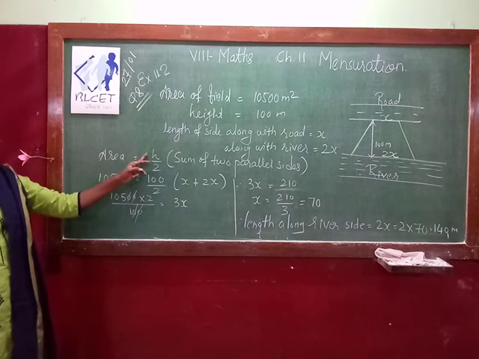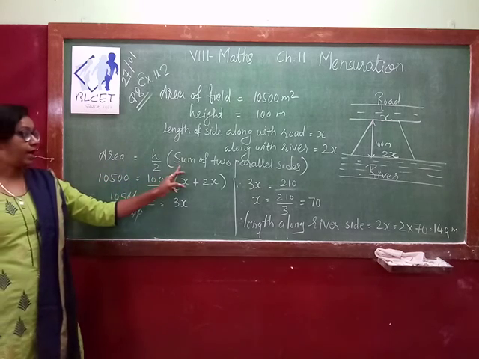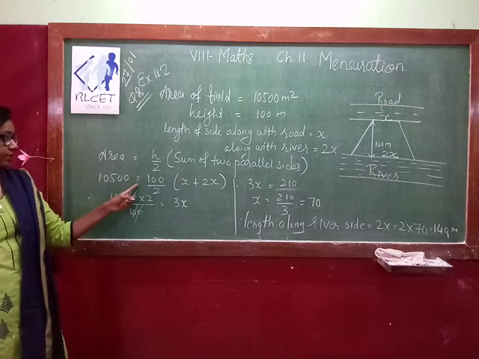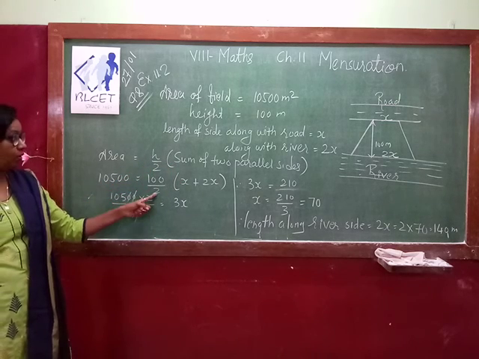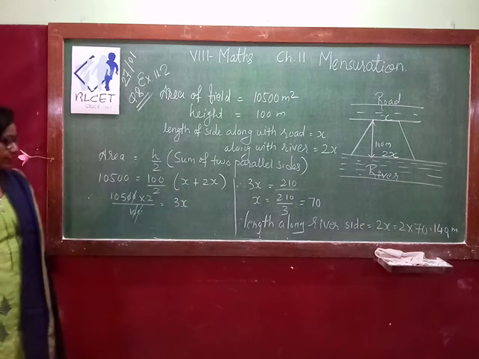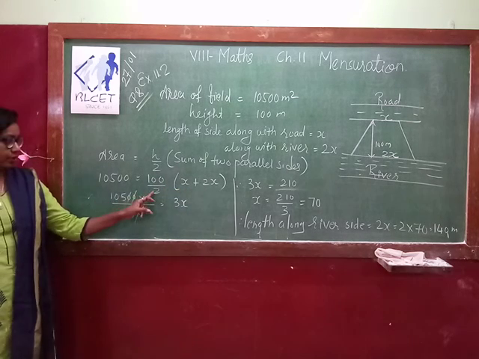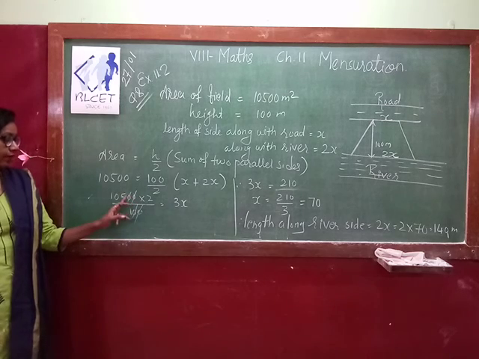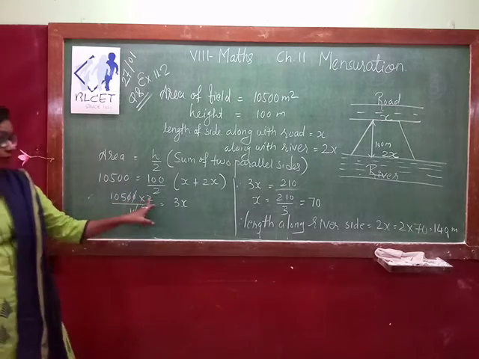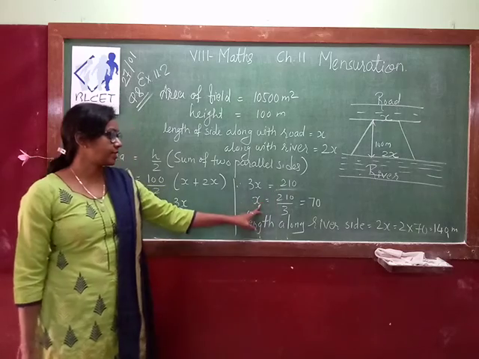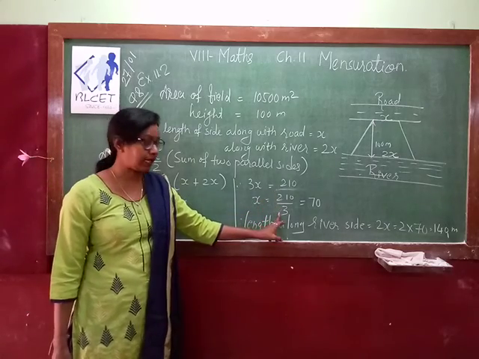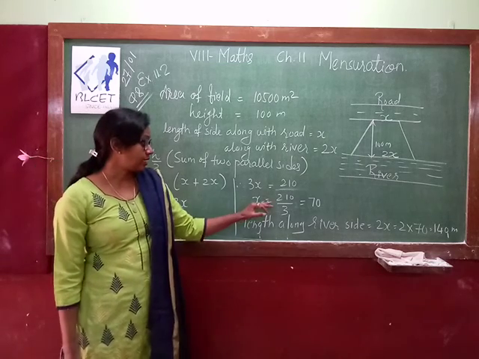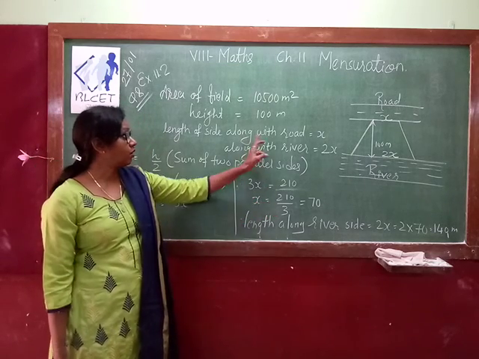Area is equal to height divided by 2 multiplied by the sum of the two parallel sides. So 10,500 is equal to 100 divided by 2, x plus 2x. Do the calculation. This 2 will go here as a multiplication and 100 as a division. The zeros will cancel. 105 into 2 will give you 210. So x is equal to what? 210 divided by 3, that is 70. 3 sevens are 21. This is the measurement of land along the road.